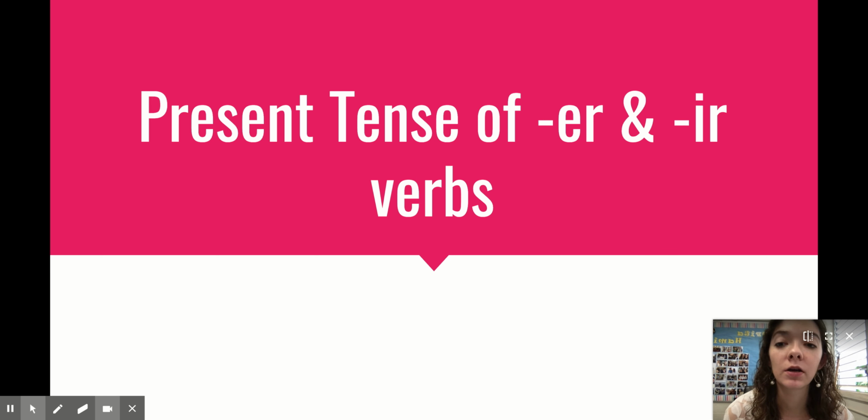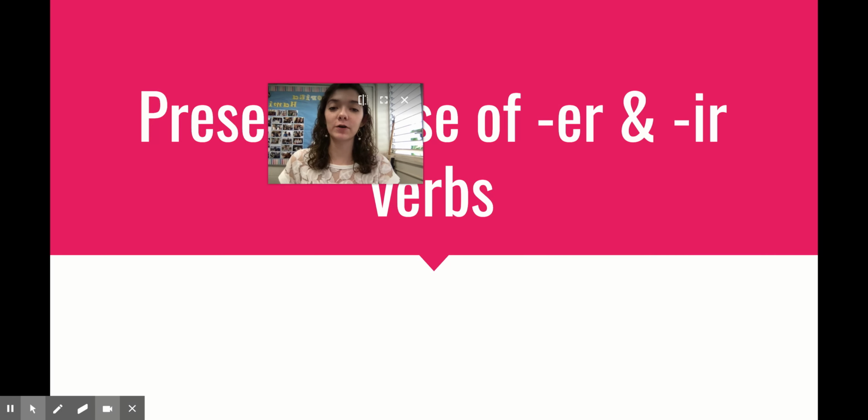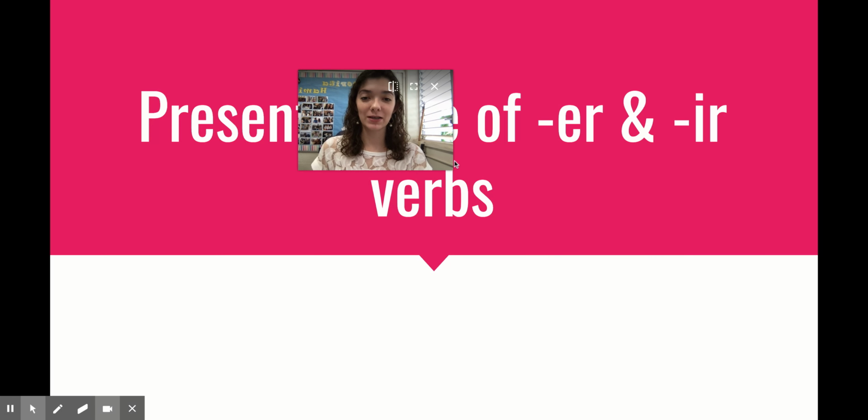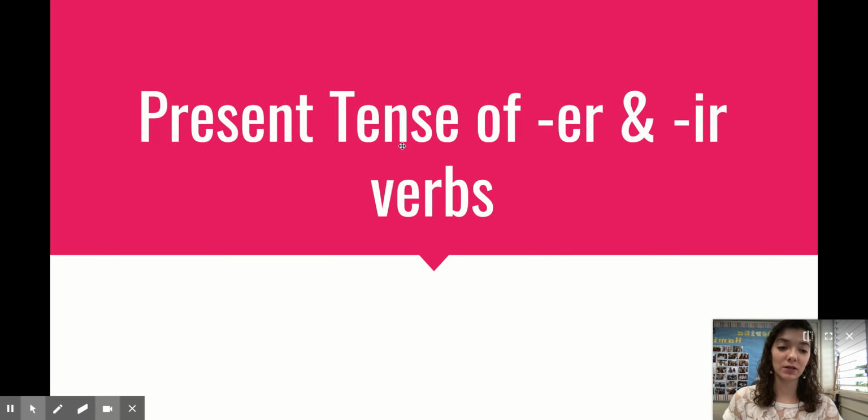This Ed Puzzle is on the present tense of ER and IR verbs. Here I am. Aquí estoy. I'm going to leave myself down there so you guys can look at me too, just in case you need help with pronunciation and such.